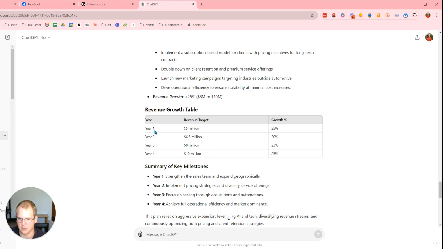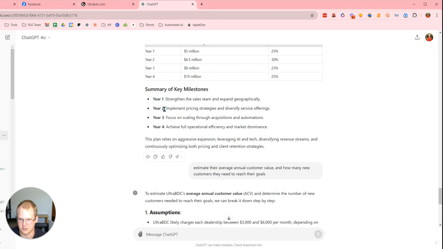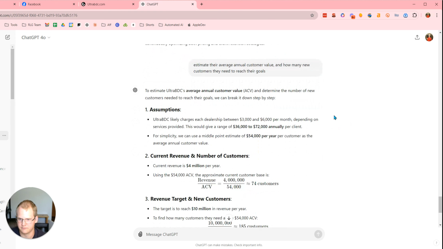Revenue growth table summary, right? So year 1, year 2, year 3, and then you have your revenue, and then you have the growth per year. Key milestones, right, for each year. So then I said, estimate their average annual customer value. Remember, I don't know anything about Mandy's business. All I know is I'm just pulling information from ChatGPT and using ChatGPT's best information there. I haven't spoken with what their numbers are or whatever.